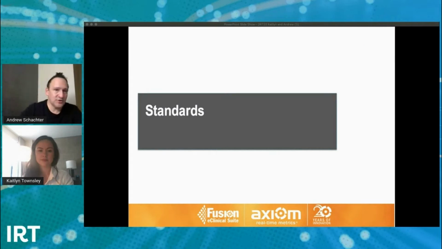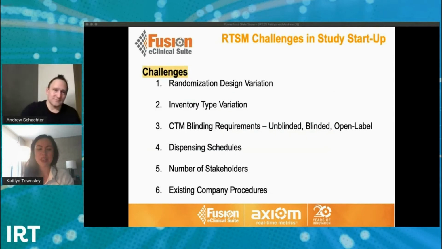Kaitlyn, I'm going to turn it over to you. Great, thanks, Andrew. So hello, everyone. When we think about starting up our studies and being able to pick up and move over our RTSM standards between projects, there's a lot of different challenges with that. A lot of that comes from the variation between our different study designs, so randomization changes, inventory changes. Even if you work at a company with just one molecule, a lot of these different impacts on study variation can actually change how we pick up and move those standards over.